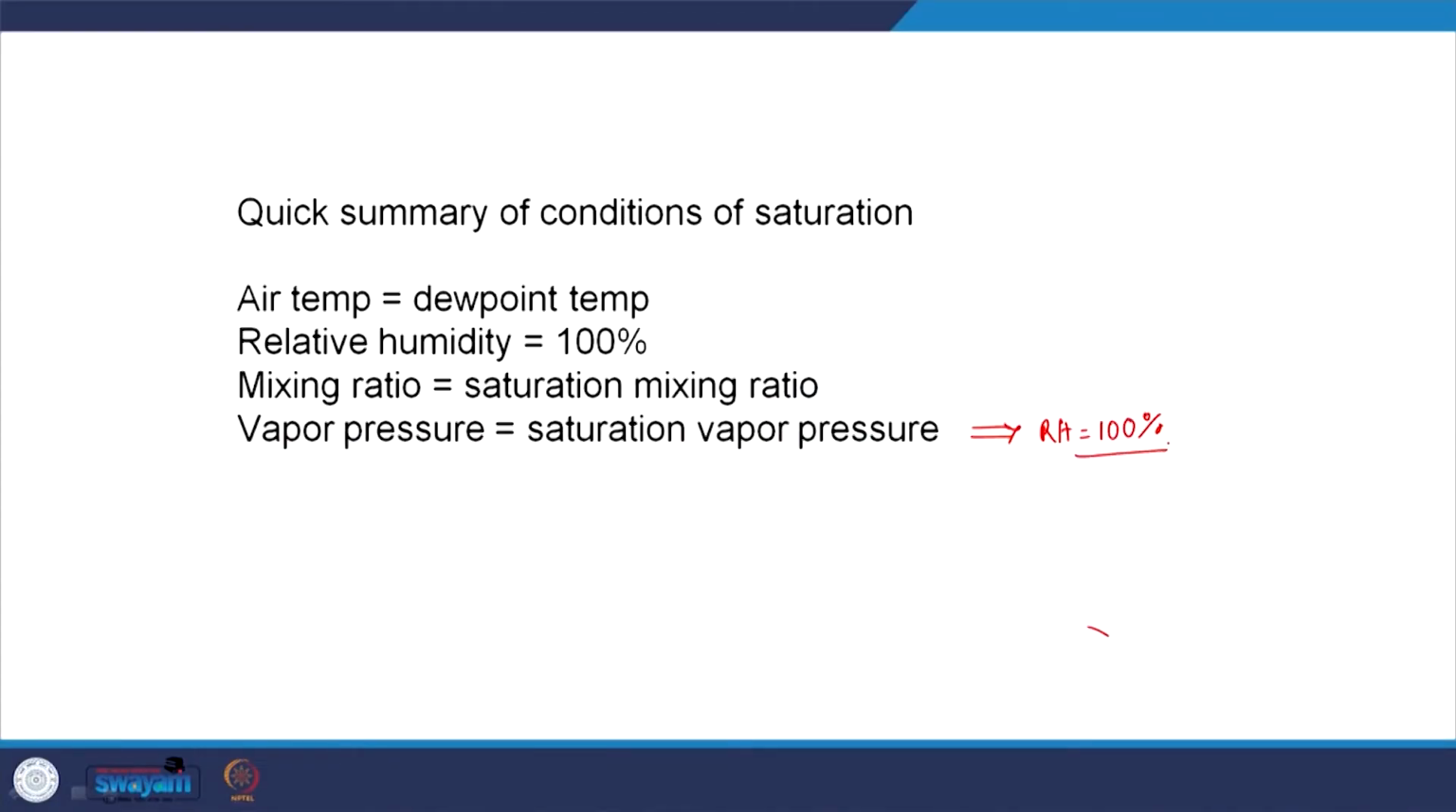So, you can define relative humidity in terms of temperature, in terms of vapor pressure, or in terms of mixing ratio. Relative humidity becoming 100% means the temperature of the air parcel is equal to the dew point temperature, the mixing ratio inside the air parcel is equal to the saturation mixing ratio, and the vapor pressure inside the air parcel is equal to the saturation vapor pressure. These three are the main criteria, using any of which you can say that the relative humidity has reached 100%.